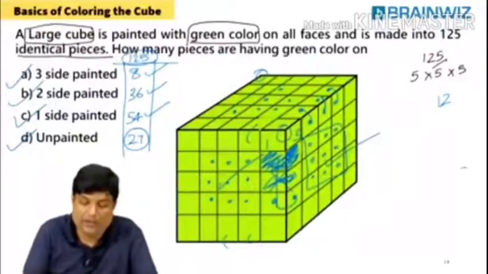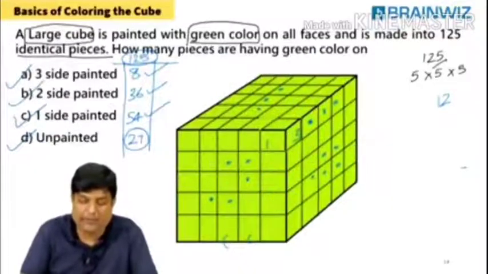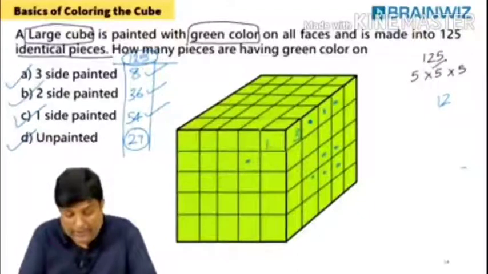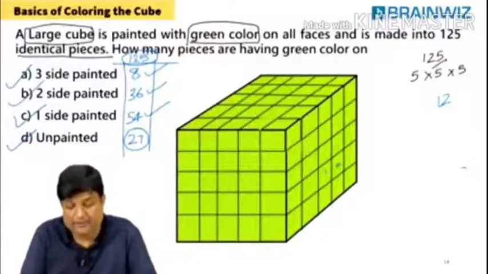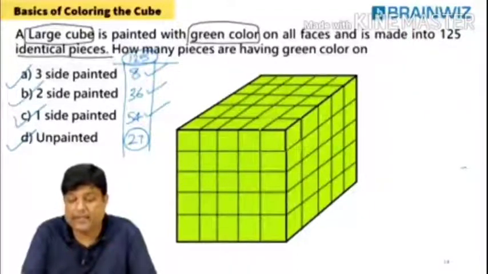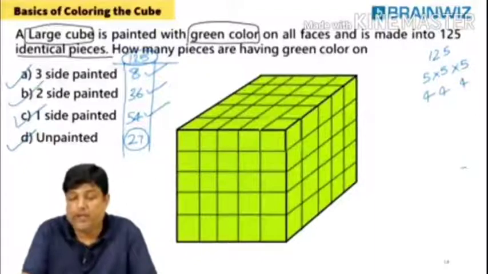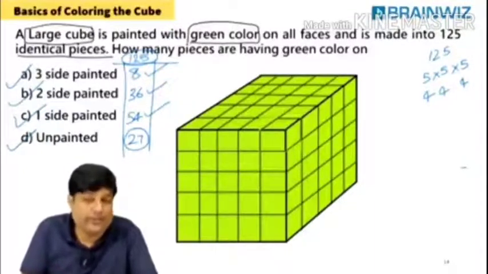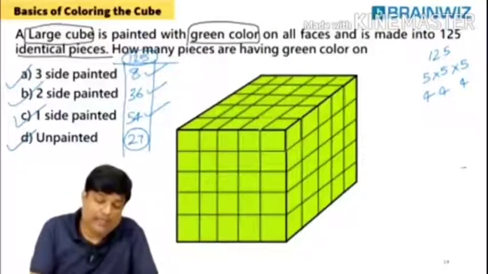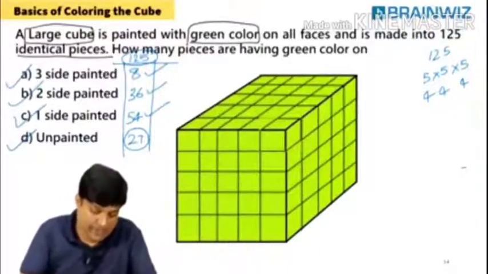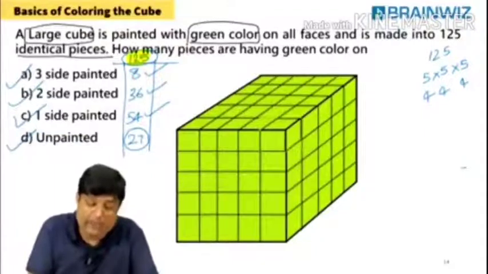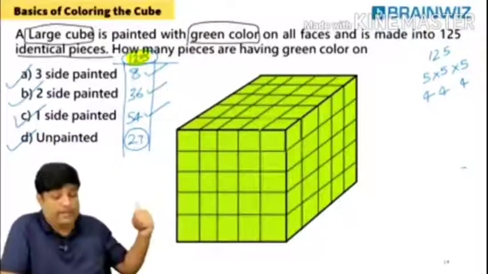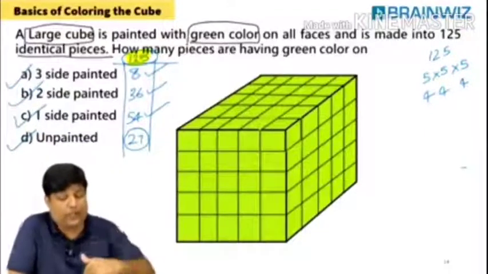What did we learn? We have to learn one thing very simple, that one side painted are on the faces. Are you sure, everybody? Yes or no? That's good. But you all tell me, where are those two side painted edges? Where are those three side painted corners? So I believe that from 125, you have to subtract this 8, you have to subtract this 36, you have to subtract this 54, then you got 27.